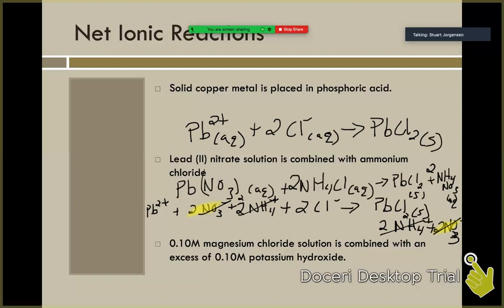This is why our net ionics are so nice. We've reduced all of this information down to what the reactive species are and what state they're in. If I were to double check here, I've got 2 positives on the lead, 2 negatives from the chloride. That's a neutral charge overall on the left. I've got a neutral compound on the right. The charges work. I've got 1 lead, 2 chlorides, 2 chlorides. We're good in terms of the atomic piece.